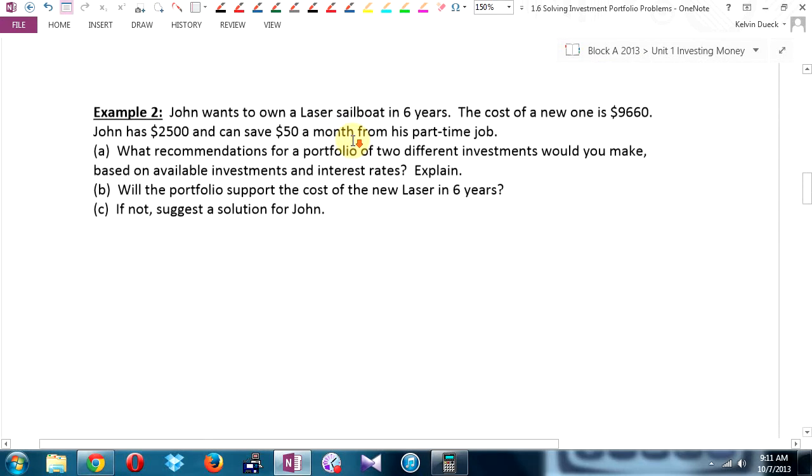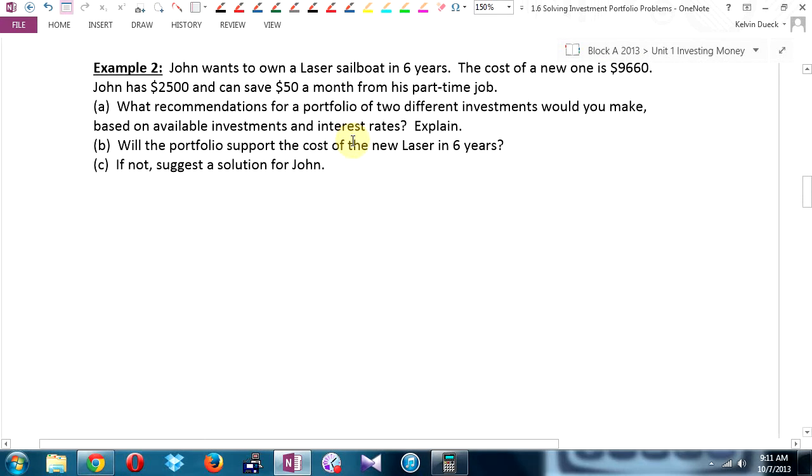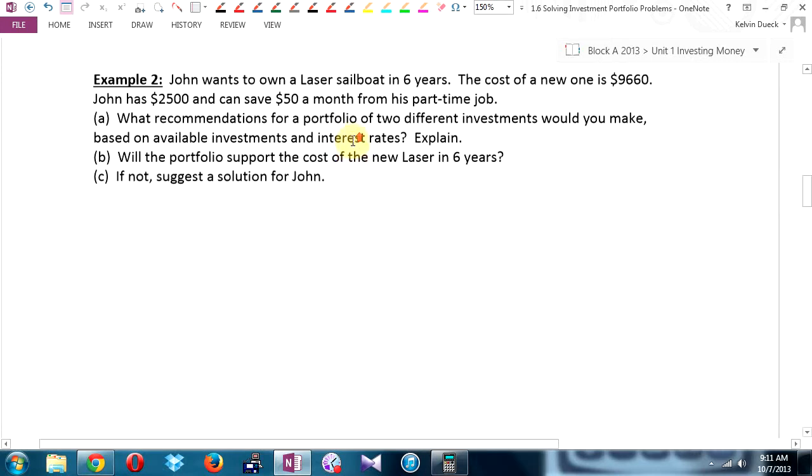Let's try this next one. Example 2. We seem to have a sailboat goal here because John, again, wants to own a laser sailboat in 6 years. The cost of a new one is $9,660. John has $2,500 and can save $50 a month from his part-time job. So he's already got $2,500.